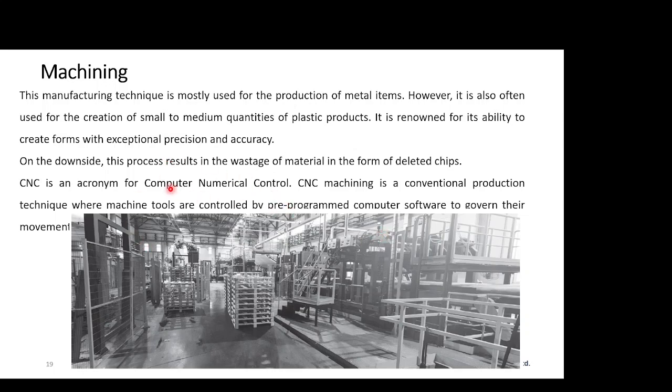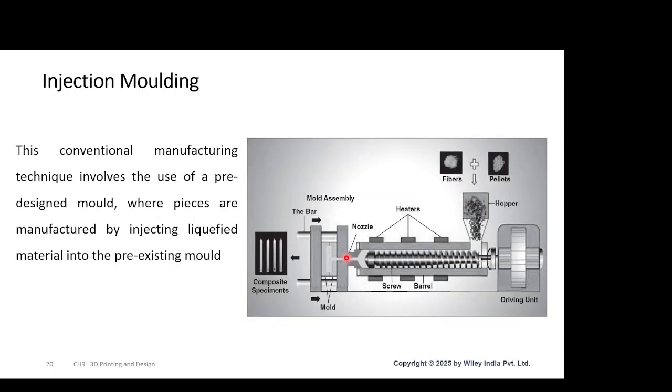CNC, also called computer numerical control, machining is a conventional production technique where machine tools are controlled by pre-programmed computer software to govern their movement. So machine parts are managed by computer software. So basically, it's a traditional way.